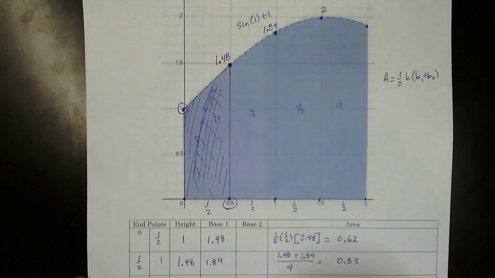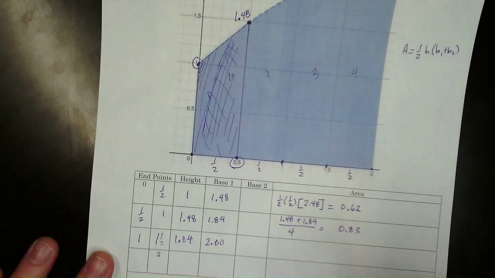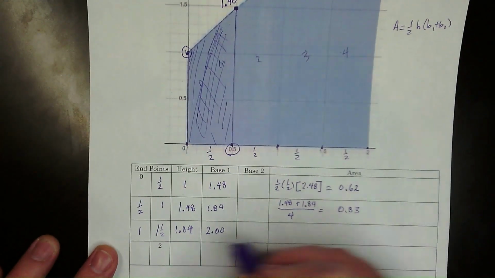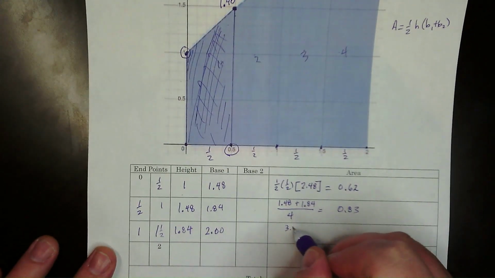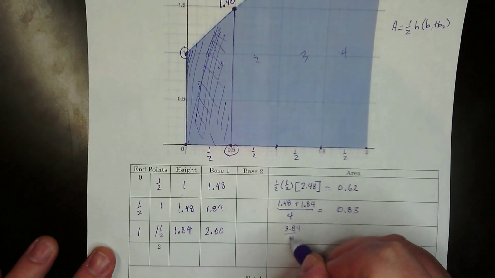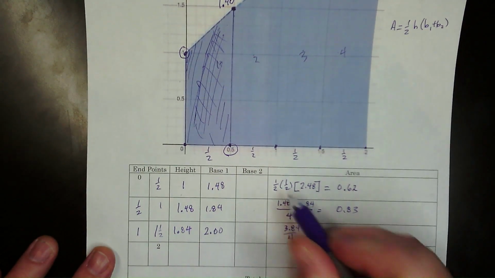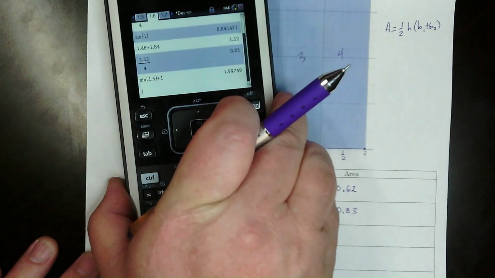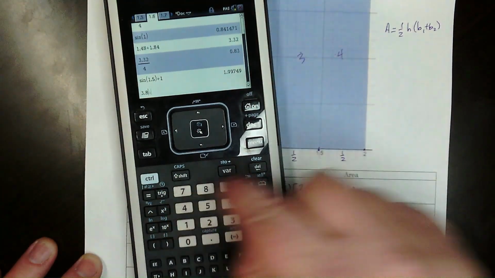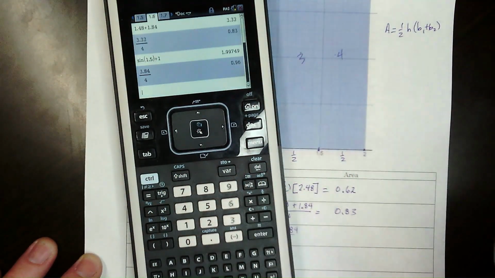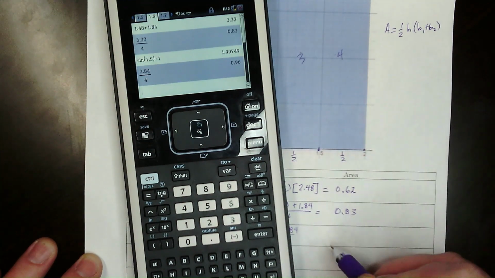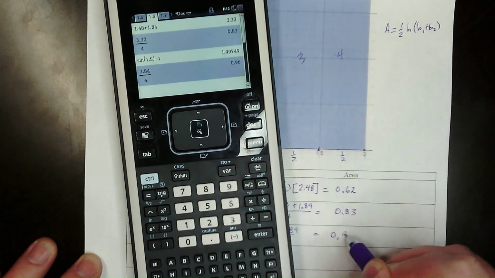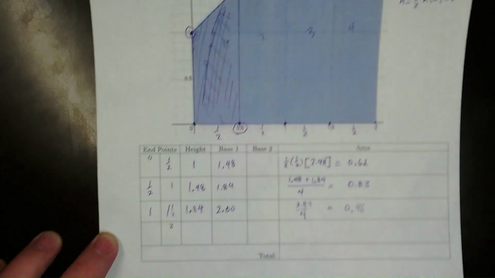So here's what we've got. We've got 3.84 divided by 4. And the reason, again, it's divided by 4, it's 1/2 times 1/2. So 3.84 divided by 4 is 0.96. Okay. Last one.